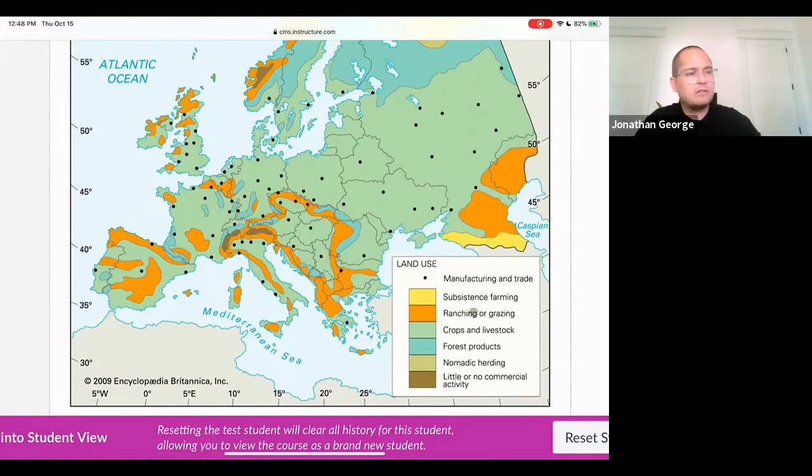And then you have ranching, right, which is some cattle and crops and livestock, maybe like farms, forest products, forestry. Nomadic herding is you don't stay in one spot, okay? And you're herding, you have cattle or animals that you're using, and they are more spread out without fences and gates and all of that. And then you have little or no commercial activity, where the land is probably not suitable for doing things on the land. And then the dots represent manufacturing and trade. So keep that in mind.